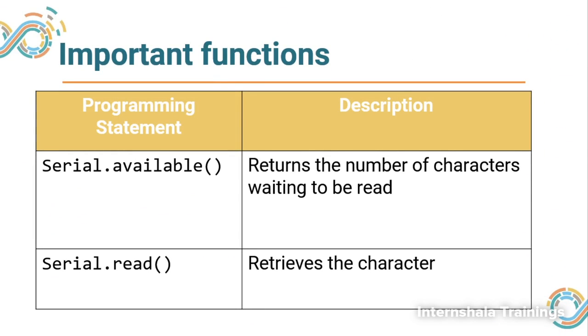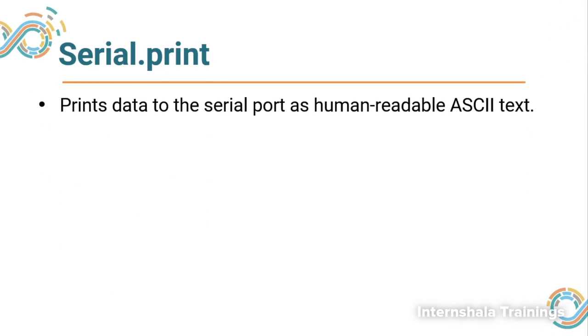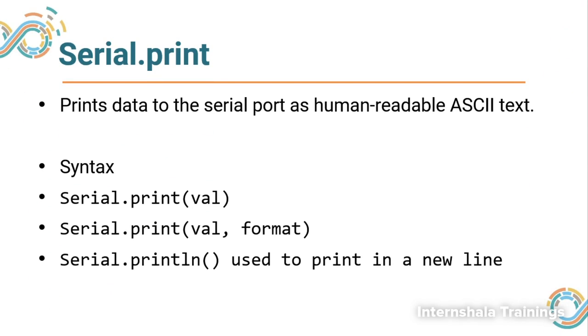So Serial.available will return the number of characters waiting to be read. How many characters are going to be there in the sequence. Serial.read will retrieve those characters. Serial.print is a very important function, very widely used. Here we have a syntax. We say Serial.print(value). That will simply print the value. If you have a variable called val, it will print the value. If you put double quotes, it will print the string. This thing we have already used.